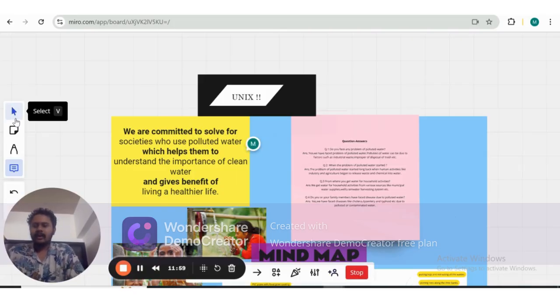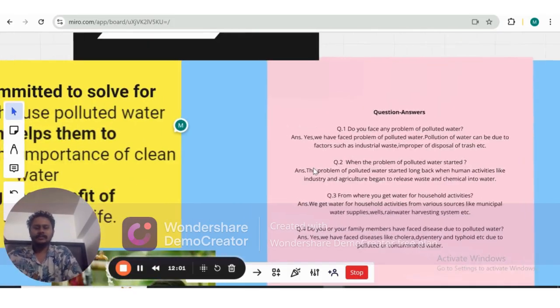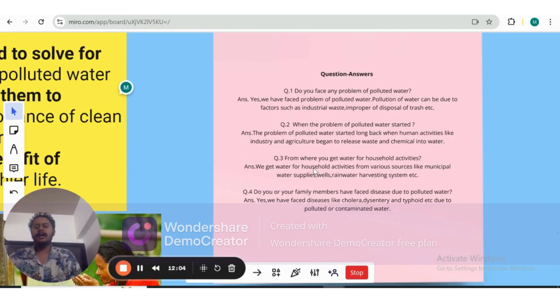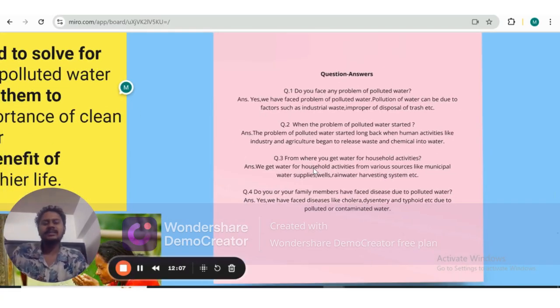Now, the next step of this process is writing proper questions and asking them to the community members. In this case, you could see that there are a lot of questions that the students have written down and gotten answers back for. This process helps them to understand the problem in a much deeper way and generate insights for the same.